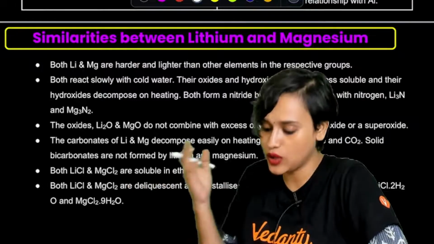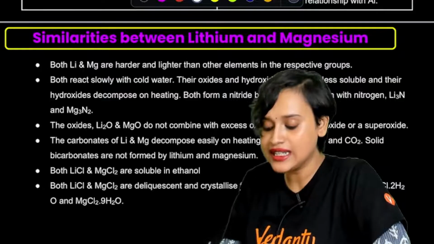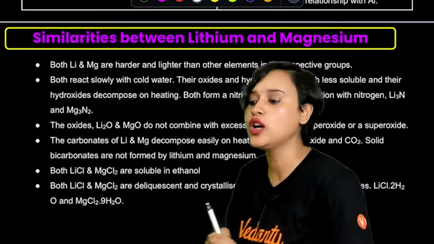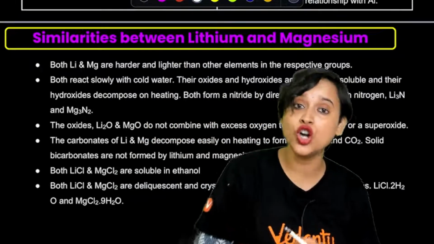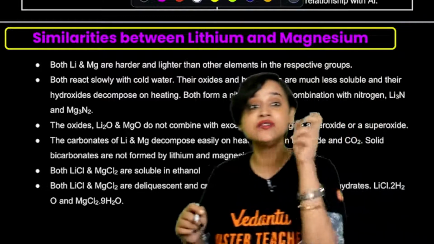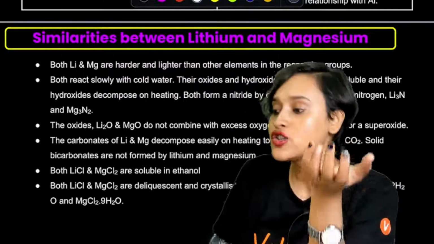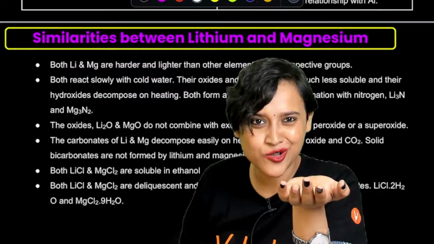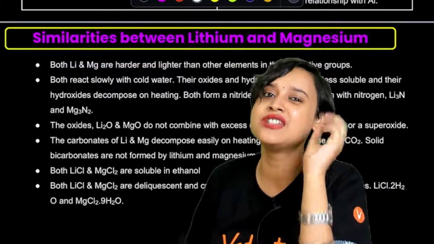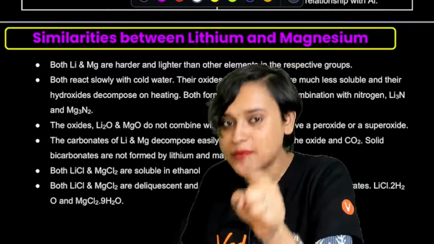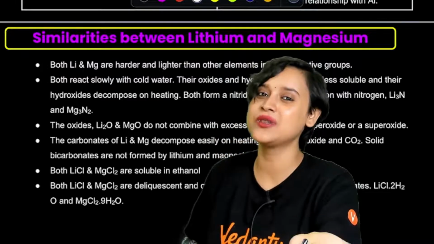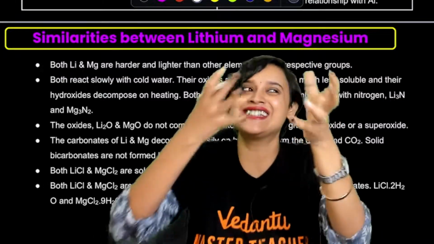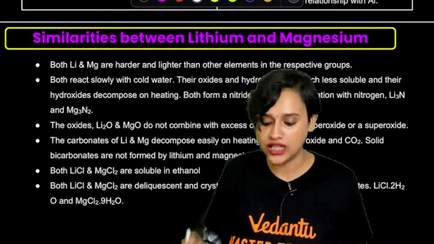Both LiCl and MgCl2 are soluble in ethanol. Of course, both LiCl and MgCl2 are deliquescent. That means they have the capacity to hold on to water molecules, which is why even our normal salt, sodium chloride, if you keep it in the open, haven't you seen that it is hygroscopic in nature? And do you know why? Because there are impurities like MgCl2 and calcium chloride. Both are deliquescent in nature, which is why even common salt becomes hygroscopic. It has the tendency to attract water, right?